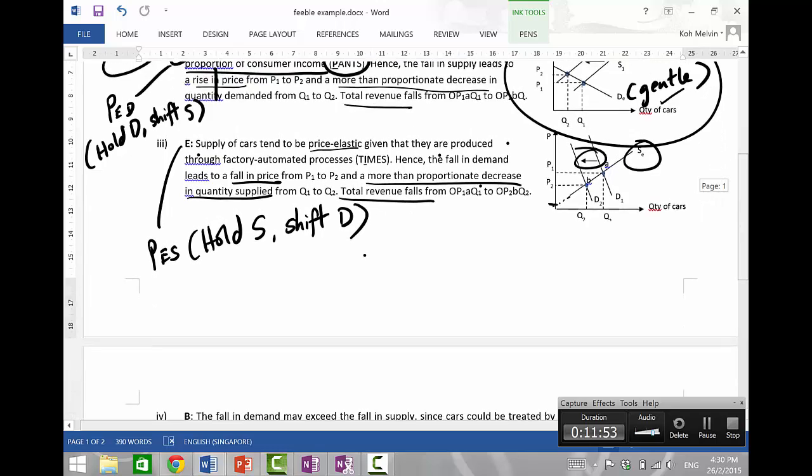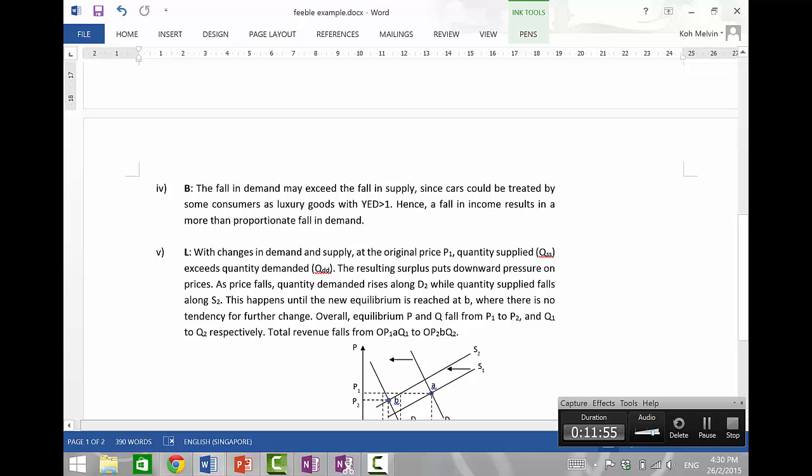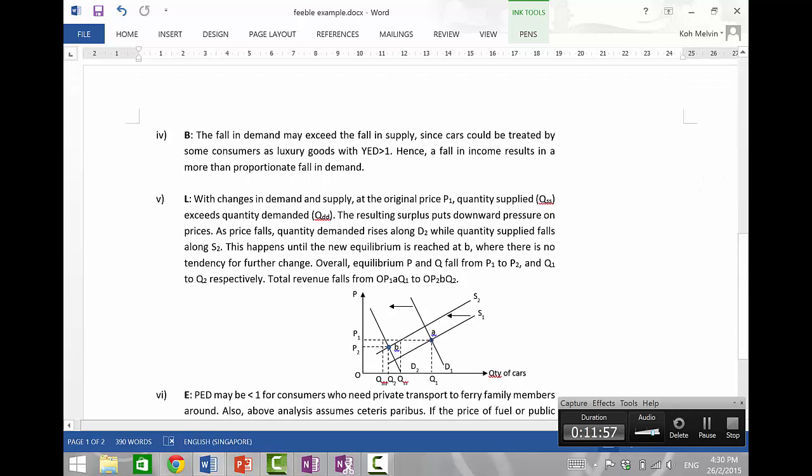We now move to the fourth step, where we need to combine the curves and see which curve shifts more. So over here, I suggest that the fall in demand may exceed the fall in supply, since a car could be a luxury good where YED is greater than 1. If YED is greater than 1, the fall in income results in a more than proportionate fall in demand.